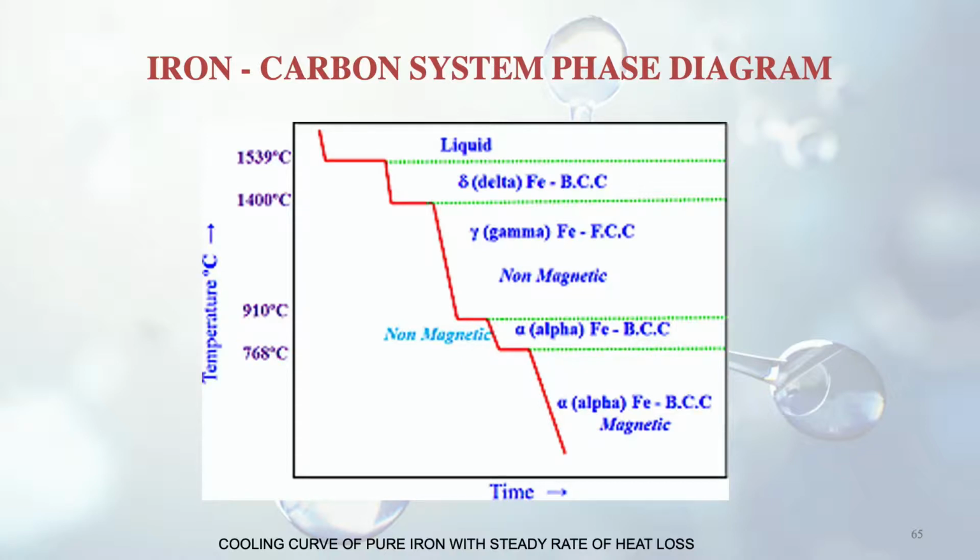So this magnetic property remains till 768 degrees centigrade, but after that it becomes non-magnetic, and that's why this temperature is also known as the Curie temperature, discovered by Curie, 768 degrees centigrade. So this is the process of the cooling of pure iron with a steady rate of heat loss.